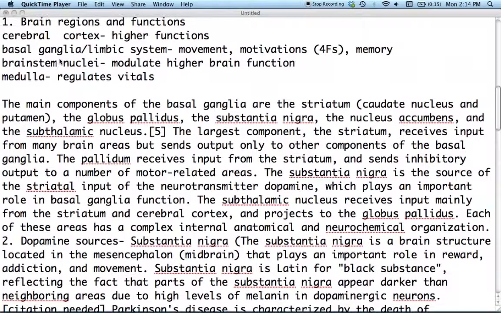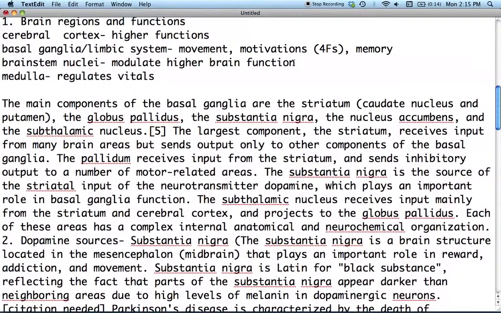Anyway, basal ganglia and the limbic system are responsible for movement, motivation, and memory. So memory is tied into the limbic system. Movement, basal ganglia, and these motivations, the 4 F's, and yes, they did say this in lecture: fight or flight, feeding, and fucking. Somewhat regrettably that he had to say that in lecture is kind of weird, but it's true.